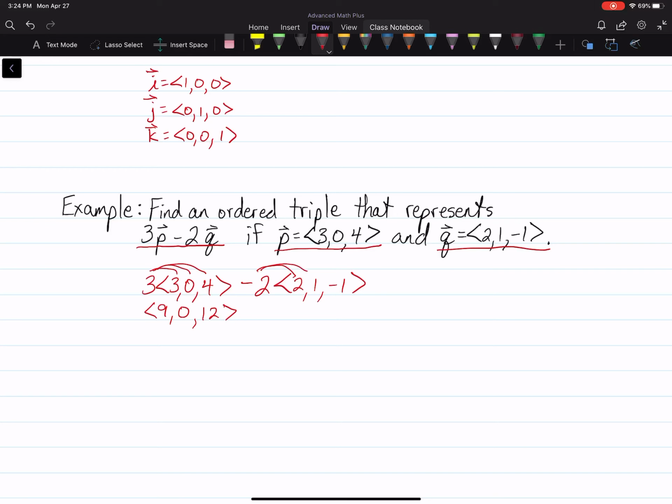And now when you distribute your -2, this becomes a plus if you distribute the whole number. Like, you can distribute just the 2 and leave it minus, but I like distributing the whole thing and then you just make it plus. So -2 times 2 is -4, -2 times 1 is -2, -2 times -1 is +2. And then you just add your components up. So the x's add together, 9 plus -4 is 5, 0 plus -2 for the y's is -2, and 12 plus 2 for the z's is 14. And there is your vector.